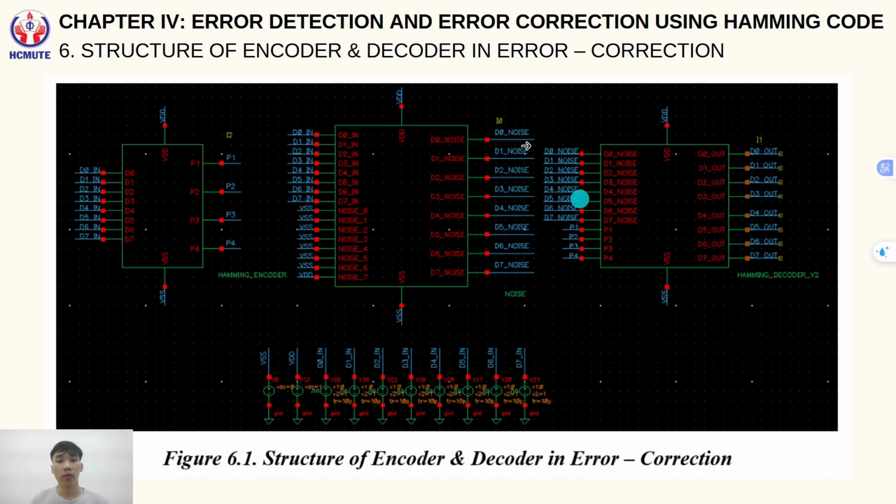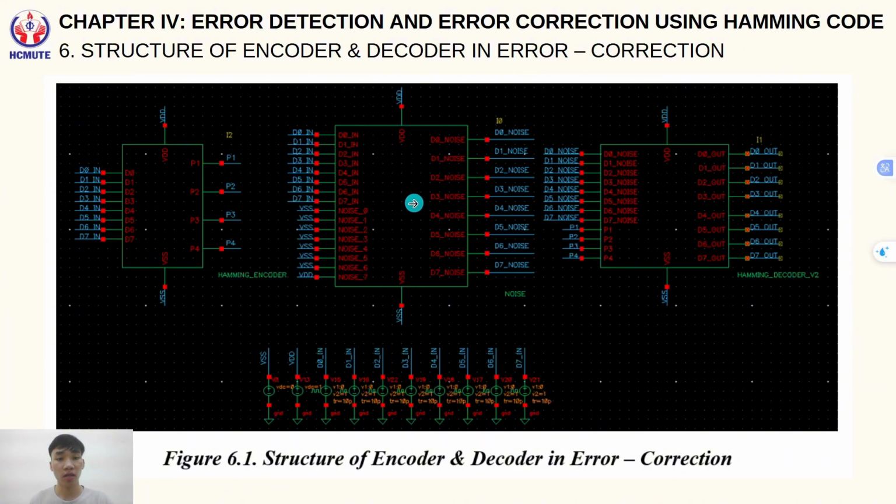And here is the overall system structure, including the Hamming encoder, noise, and Hamming decoder. The figure illustrates the complete block diagram of the Hamming code system, which consists of three main modules. The first is the Hamming encoder, which accepts 8-bit input data and generates 4 parity bits based on the Hamming algorithm. These are concatenated into a 12-bit word for transmission through the channel.